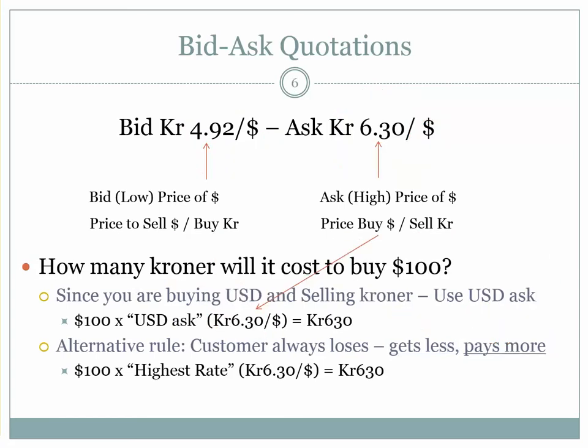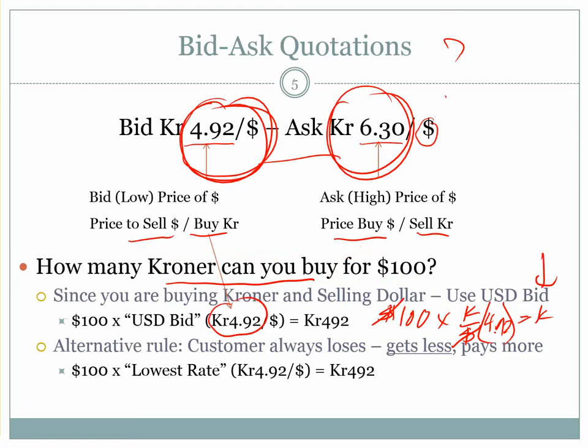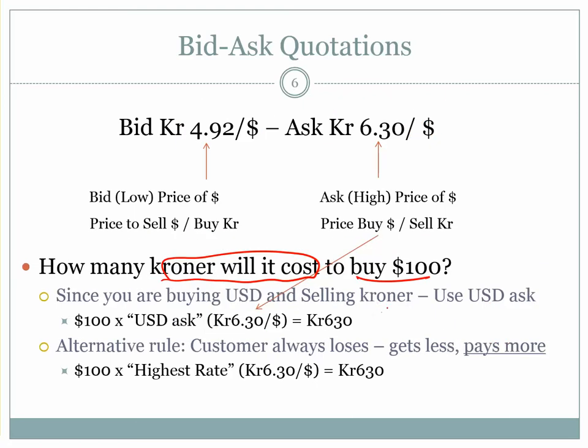Let's look at another example. How many crown will it cost to buy $100? Seemingly it looks like the same type of problem. $100 times a crown per dollar exchange rate. Dollars cancel out, I get crown. But the difference is, in this case, how many crown will it cost to buy $100?